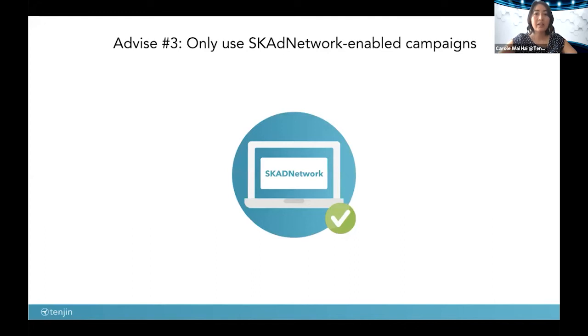Advice number 3, talk to your UA channel and ask them how many campaigns you have that don't have SKAdNetwork enabled. Of course, the data scientist in me would tell you just enable all of them, stop the campaigns that don't have SKAdNetwork. But I can hear some of the UA managers here saying, well, but this kind of campaign maybe doesn't perform as well, or the CPI is much higher. I don't want to do that.